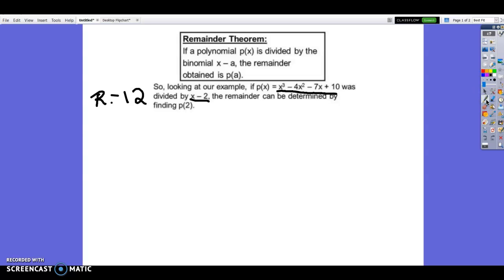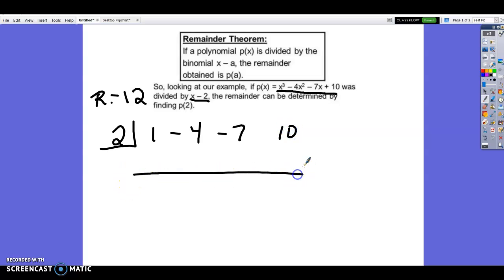All right, guys, so we just used the remainder theorem to show that the remainder of this polynomial when divided by x minus 2 is negative 12. So let's double check that using synthetic division just so you can see how this all works together. So if I use 2, that's negative, so I'm going to use positive 2 to do synthetic division. And then bring down my coefficients, 1, negative 4, negative 7, and 10.